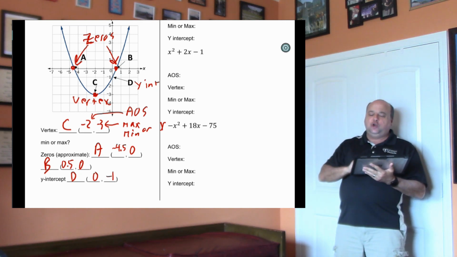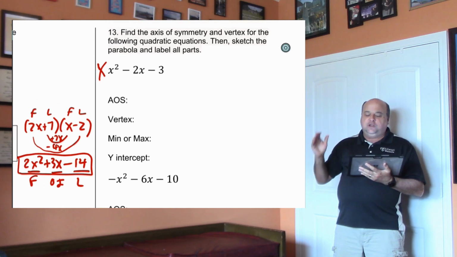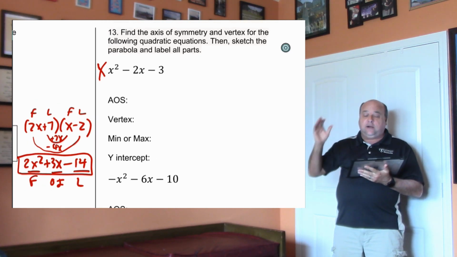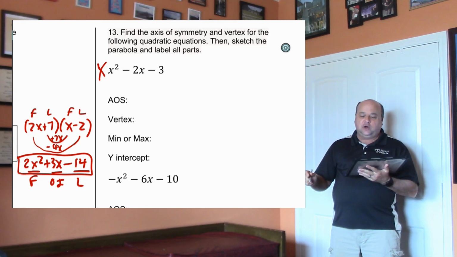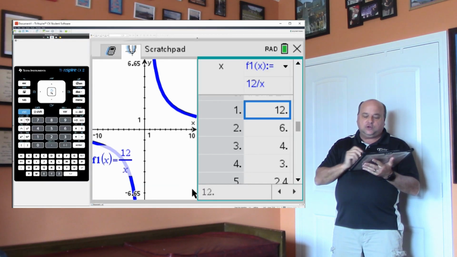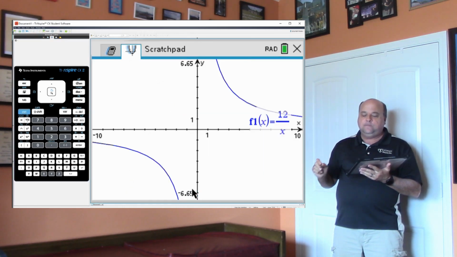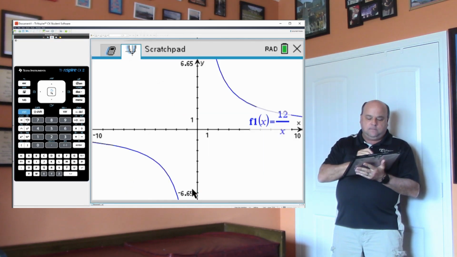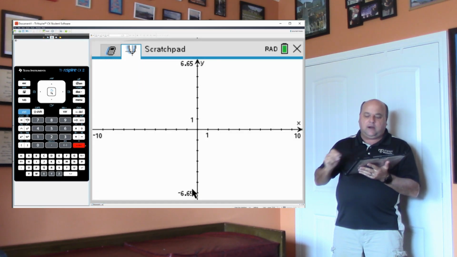Now then, I'm going to do 2 more on the calculator with you. So this one right here, we want to graph on the calculator and get the vertex. So I want to graph x squared minus 2x minus 3. So I'm going to go to my calculator. I got a table. I'm going to hit Control-T to get rid of it. Then delete, delete, delete. That gets rid of all the graphs.